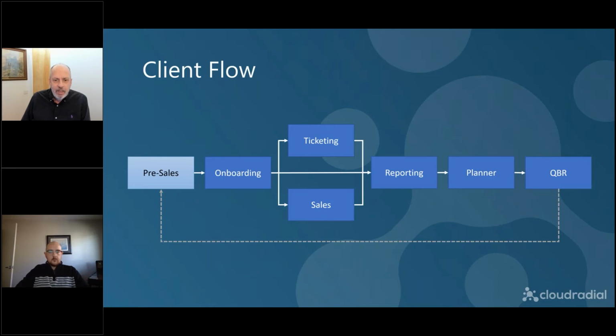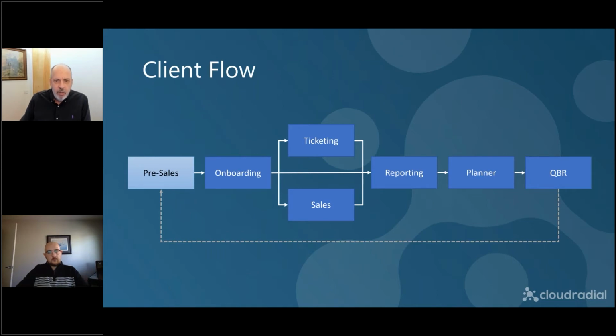But again, if everything's feeding to the report, the planner, and the QBR process, if you think about the ITIL process of change management, we've really replicated that whole process here in CloudRadial. The QBR is going to identify those changes that need to be made. That effectively is going to put you back into a pre-sales process, back into an onboarding process, back into reporting and the planner. And so this is a nice evolutionary platform for you, and it's a great evolutionary platform for the relationship for you and your client.